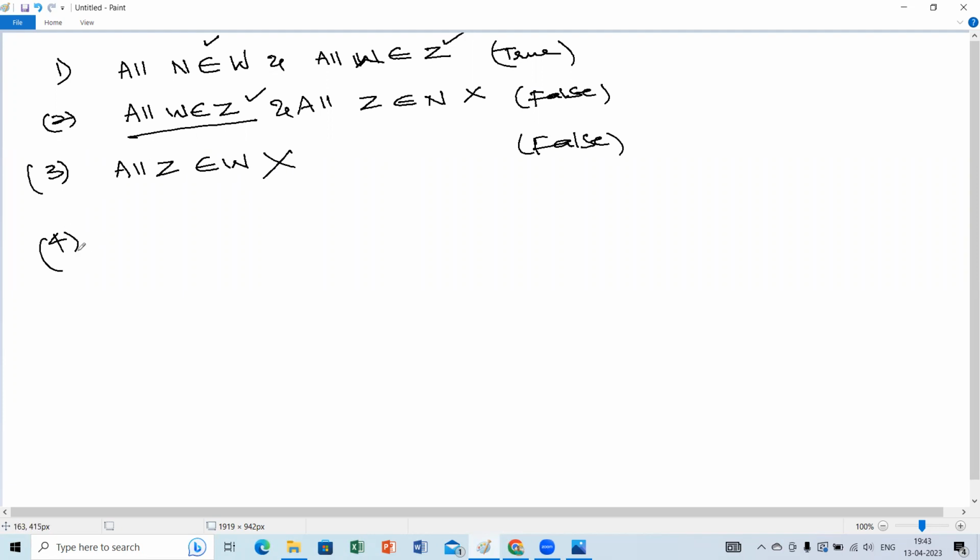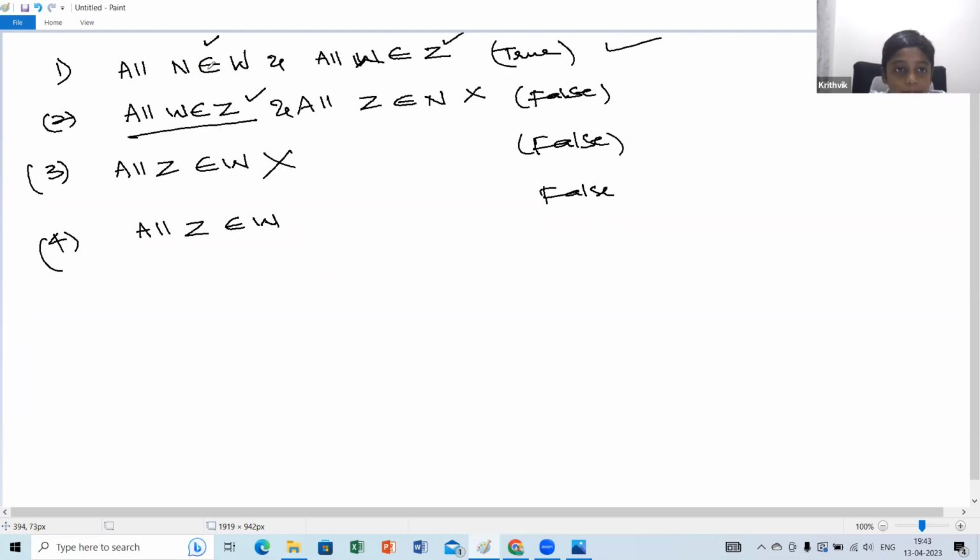Next, the fourth one: all integers are whole numbers. Integers are whole numbers, they gave. So this is also a false statement. Which is the correct statement? All natural numbers are whole numbers. All whole numbers are integers.